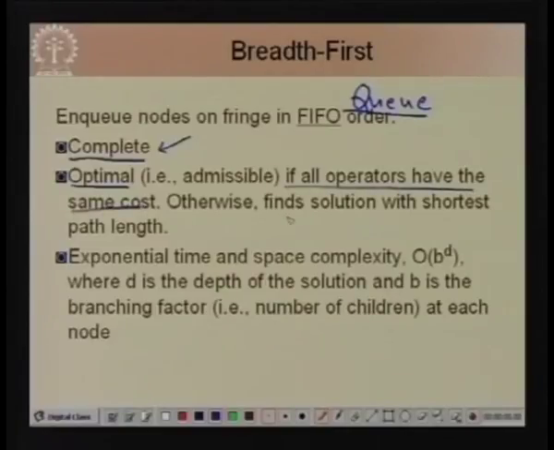Otherwise, breadth first search finds that solution whose path length is shortest, but path cost it is not necessarily the cheapest.